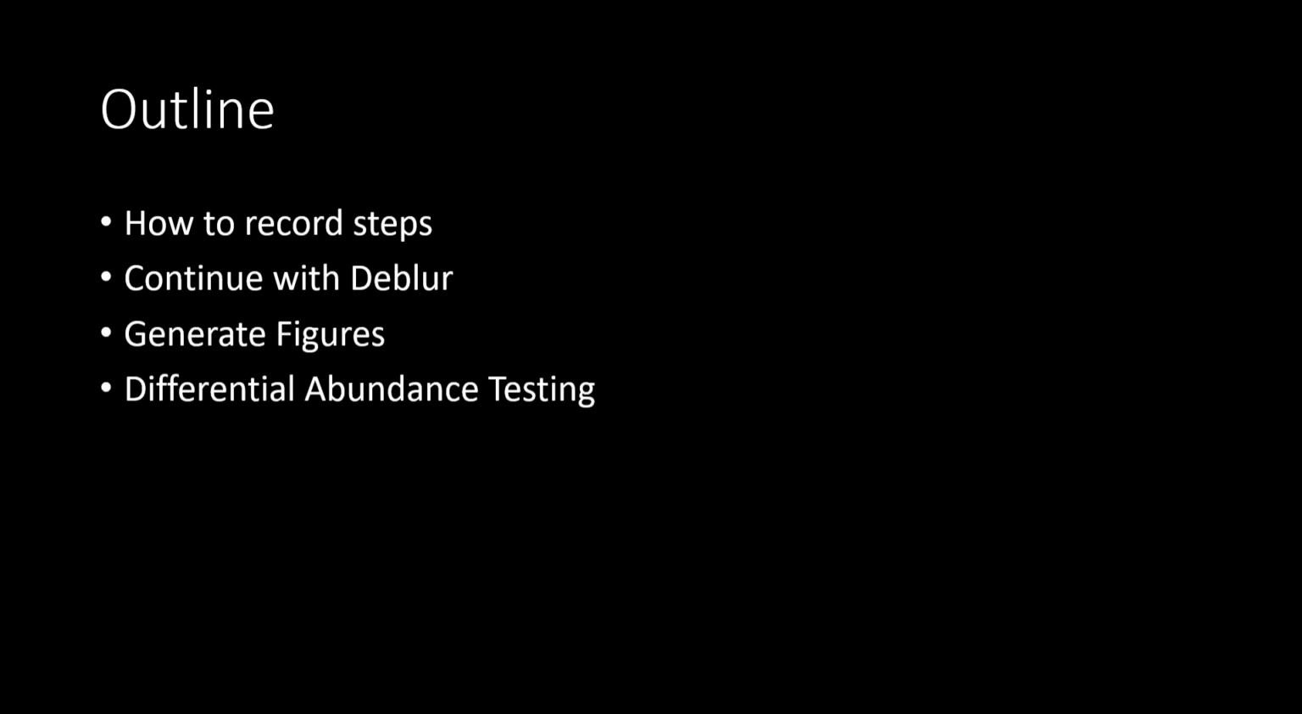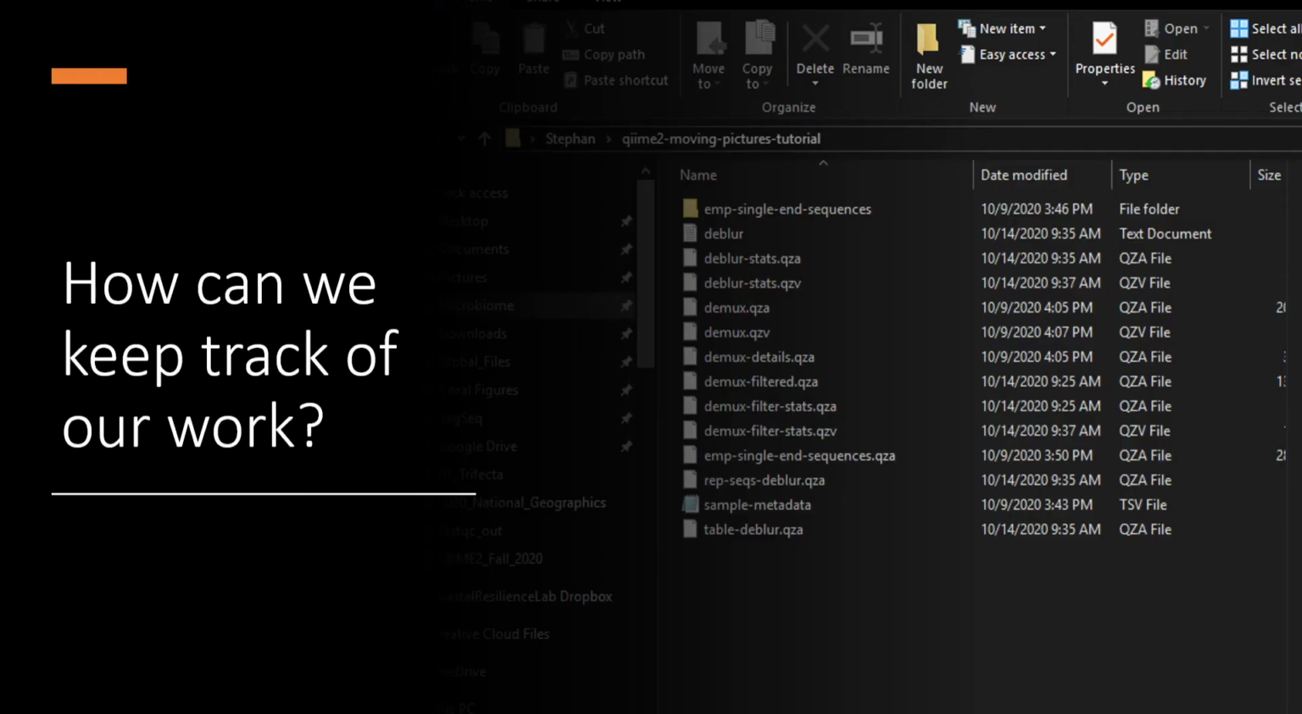Then we'll continue with the Deblur, determining the different ASVs there. We'll generate some figures if we have enough time, and do differential abundance testing, and then repeat all of this with data too. That would be the ultimate goal.